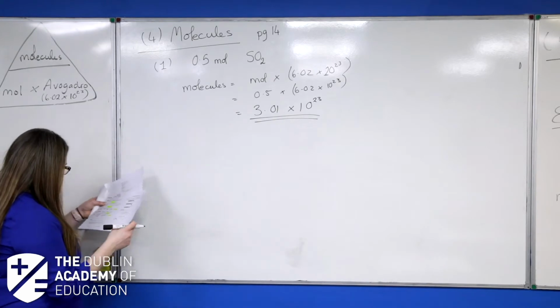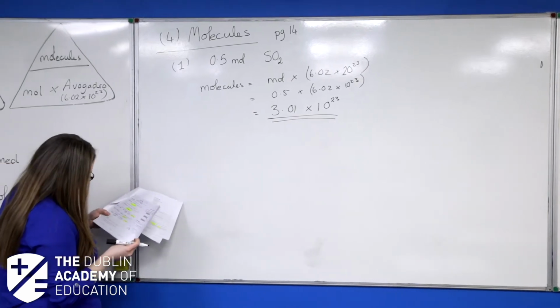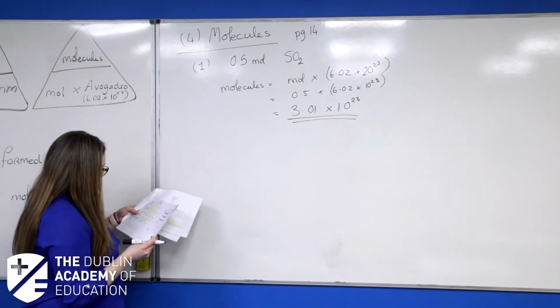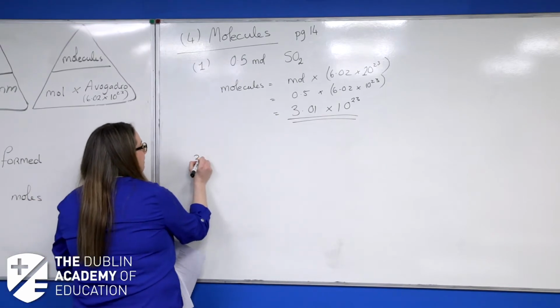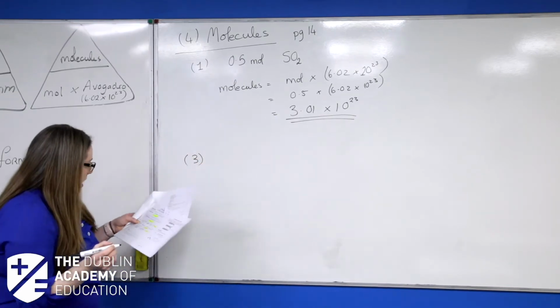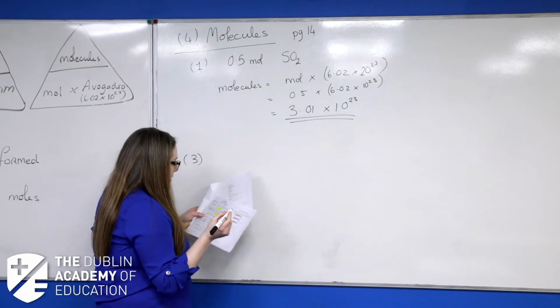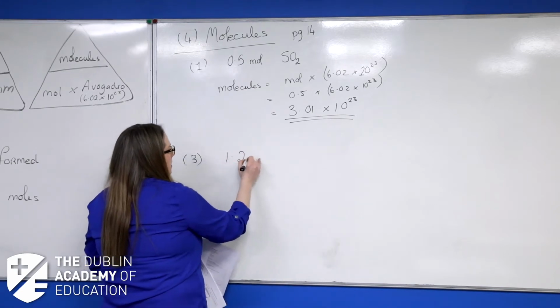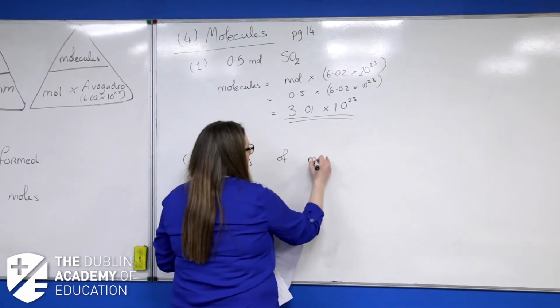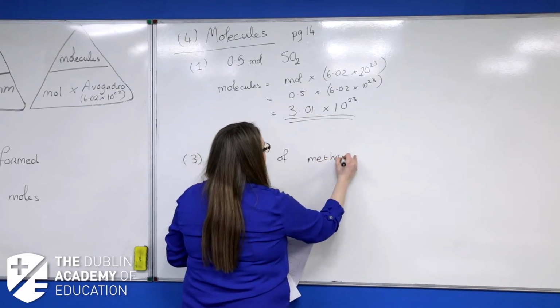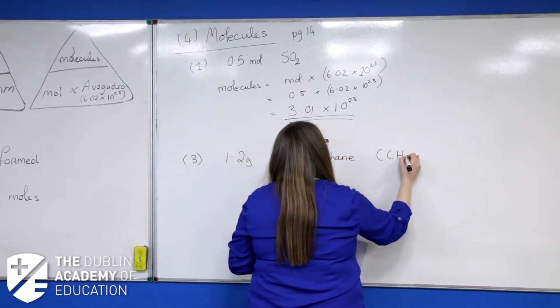Let's do one where we have to do something else first. Let's do number 3. So you're asked to calculate the number of molecules in 1.2 grams of methane. So again, we've got CH4 coming up.